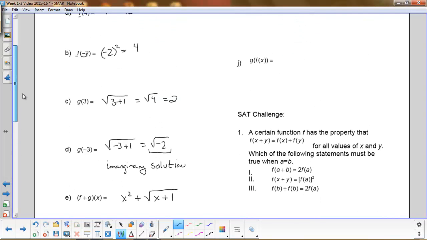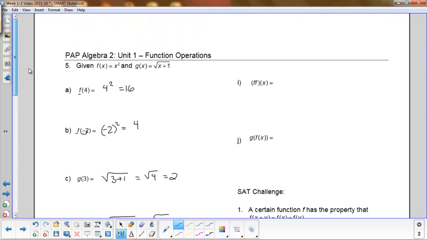Alright, back to the top up here. We're going to go ahead and take a look at these two problems. And then I'm going to leave these last two SAT challenge problems for you. We're going to have a class discussion about them tomorrow to make sure that you guys are actually working these problems and getting prepared for your PSAT, which is coming up very soon.